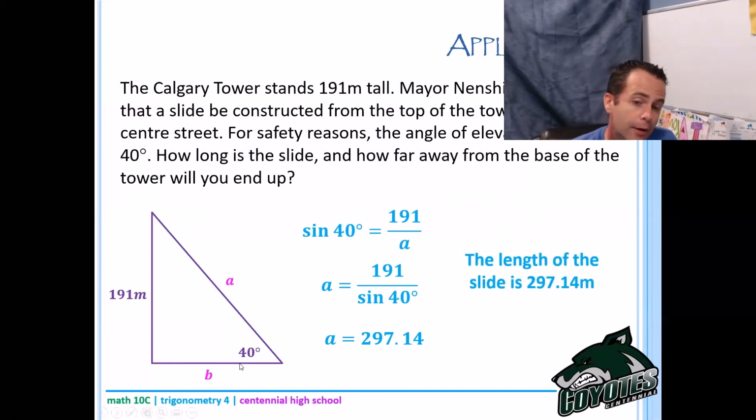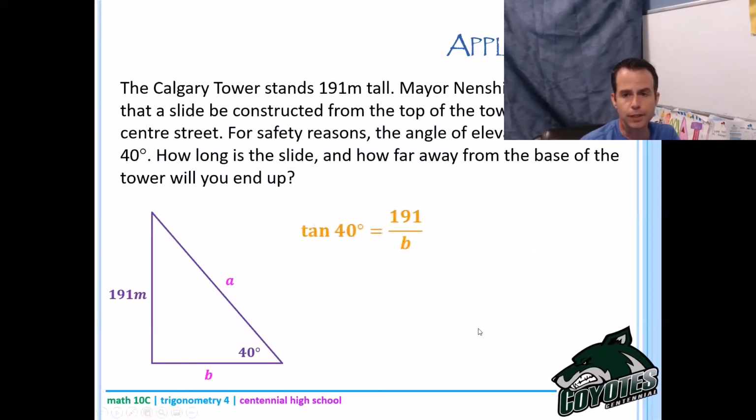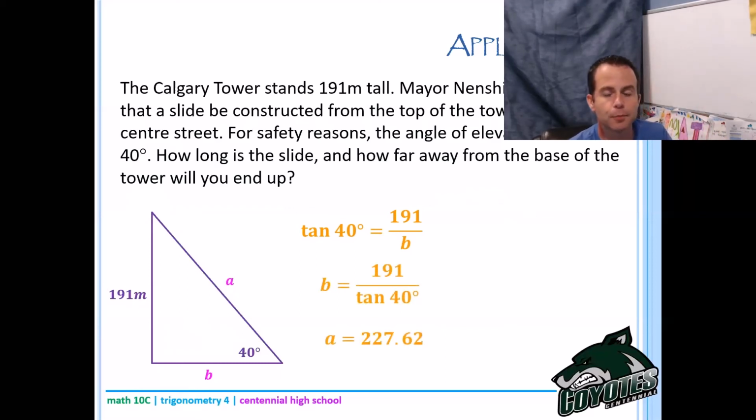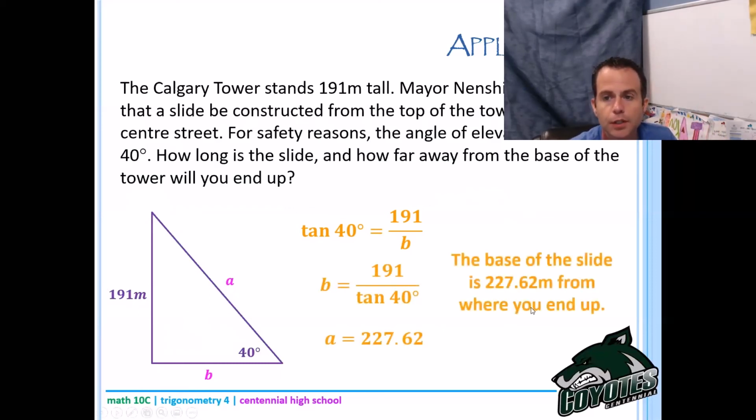Okay, and now how far did I end up? Well, the B is my adjacent. So 191 is still my opposite. Who uses opposite and adjacent? That would be tan. So tan of 40 degrees is 191 over B. Multiply both sides by B, divide both sides by tan of 40, and I get B is 227.62. So the base of the slide is 227.62 meters from where you end up. Okay?